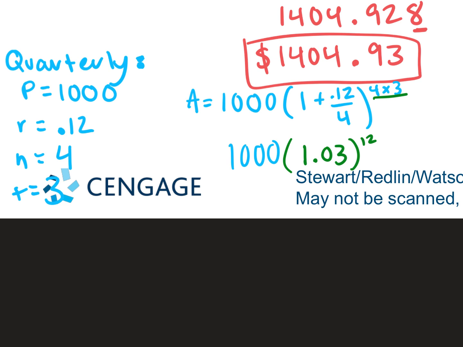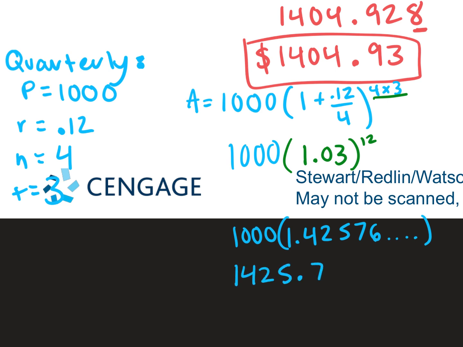What do we do next? Do the exponent. So 1.03 to the power of 12 would be 1.42576. It keeps going in the calculator. Just keep it in your calculator. Keep whatever number that is in your calculator and then just multiply that times 1,000. So we get 1,425.760. The 0 tells us that we round up or stay the same? Stay the same. So we're talking about $1,425.76.